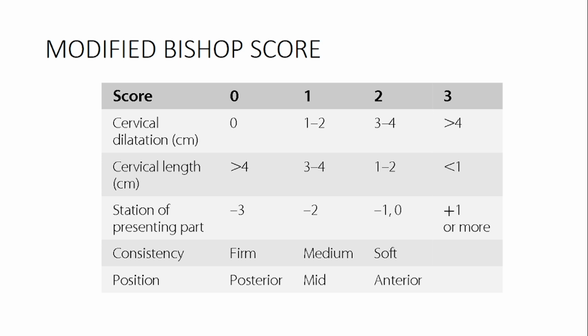Cervical dilatation, cervical effacement, and station of the presenting part have a maximum score of 3, whereas the last 2, the consistency of the cervix and the position of the cervix, have a maximum score of 2. So, consistency: whether the cervix is firm or soft. If the cervix is firm, she scores 0. If it's medium, not firm, not soft, she scores 1. If the cervix is soft, she scores 2. The same thing applies to the position of the cervix in the pelvis. If the cervix is posterior, she scores 0.